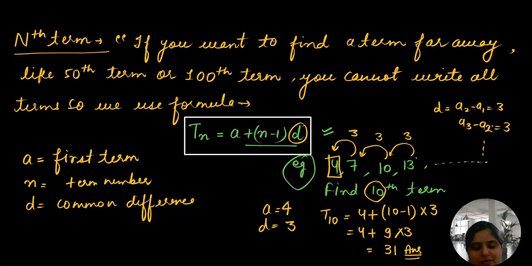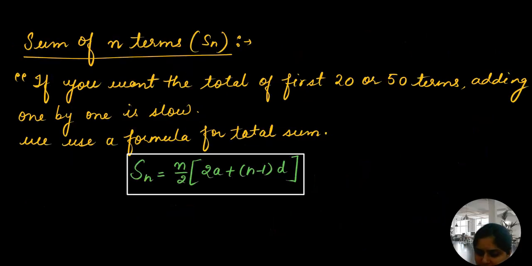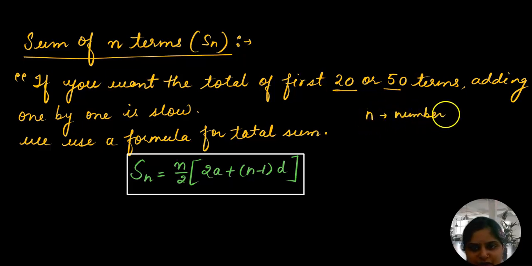So this formula jumps directly to the term you want. Now, let's see the sum of n terms. If you want the total of the first 20 or 50 terms, adding one by one is slow. So, we will use a formula for the total, like Sn is equal to n by 2 times 2a plus n minus 1 times d. Okay, let's see what n is. We already know it is the number of terms.